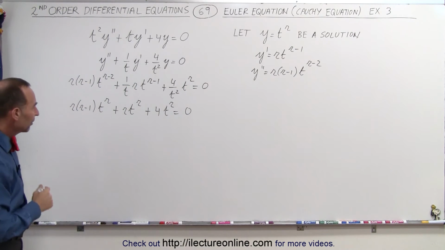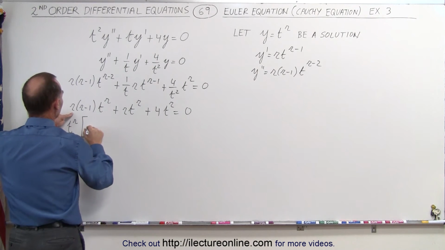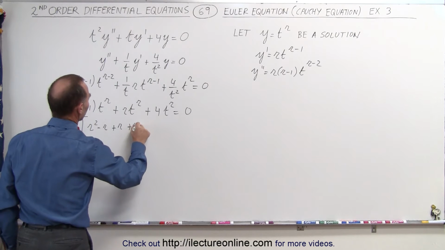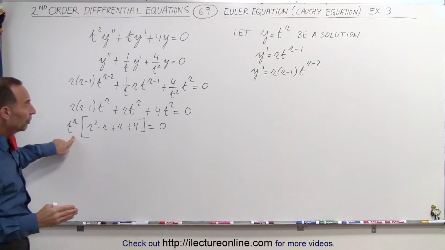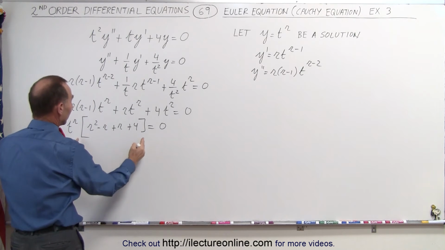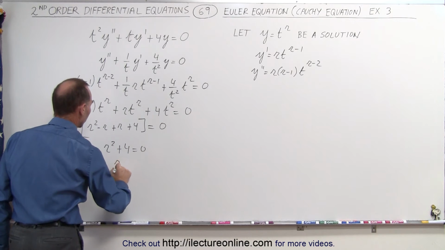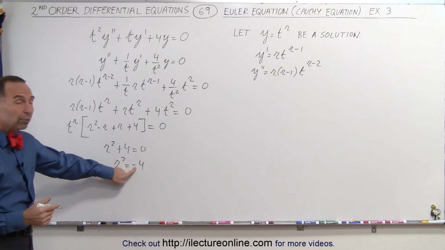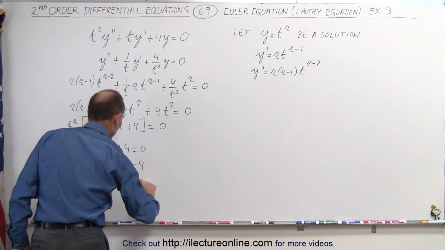Now we'll factor out on the left side a t to the r. And we have left an r squared, a minus r, a plus r, and a plus 4. And that should equal 0. Now, of course, t to the r cannot equal 0, because if it does, we don't have a solution. That means what's in the brackets must equal 0. And if we simplify that, we get r squared plus 4 equals 0, or r squared is equal to negative 4. Of course, when we take the square root of both sides, we have to take the square root of a negative 1, which means that r will be equal to plus or minus 2i.